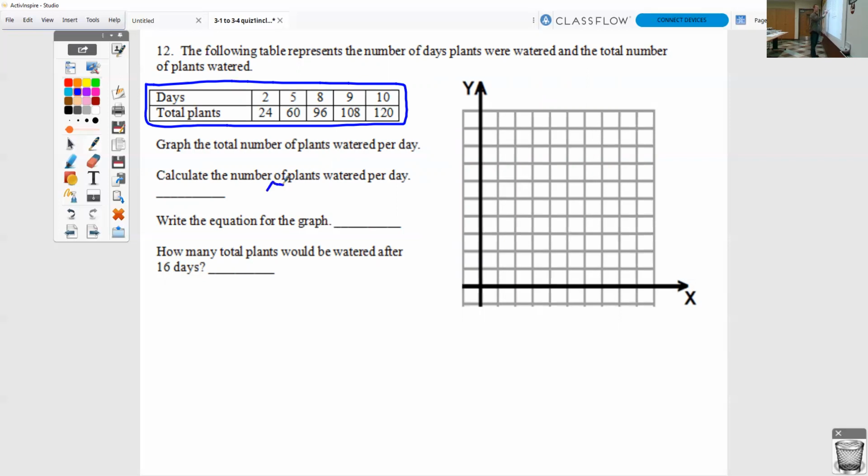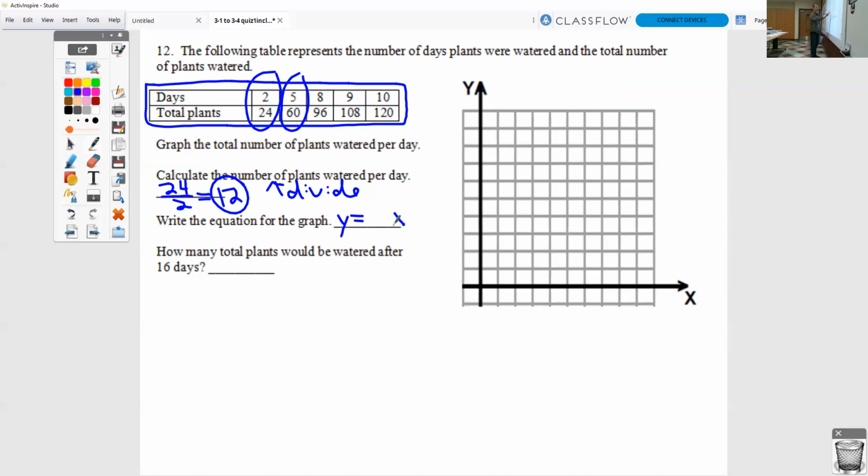Remember, when you go to find your rate, we want to divide to find your rate. I'm just going to make my life easy and choose the 2 smallest numbers. 24 divided by 2. That is 12 plants per day. You could have chosen any of them. If you chose 5 and 60, 60 divided by 5 is 12. 96 divided by 8 is 12. 108 divided by 9 is 12. 120 divided by 10 is 12.